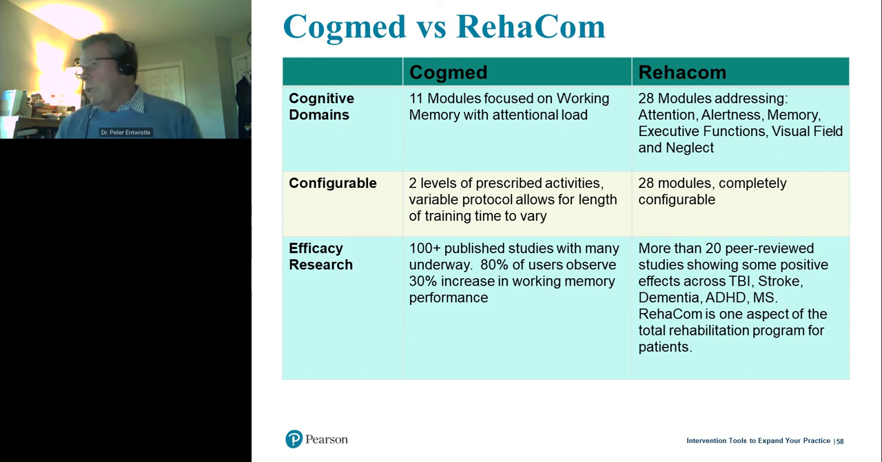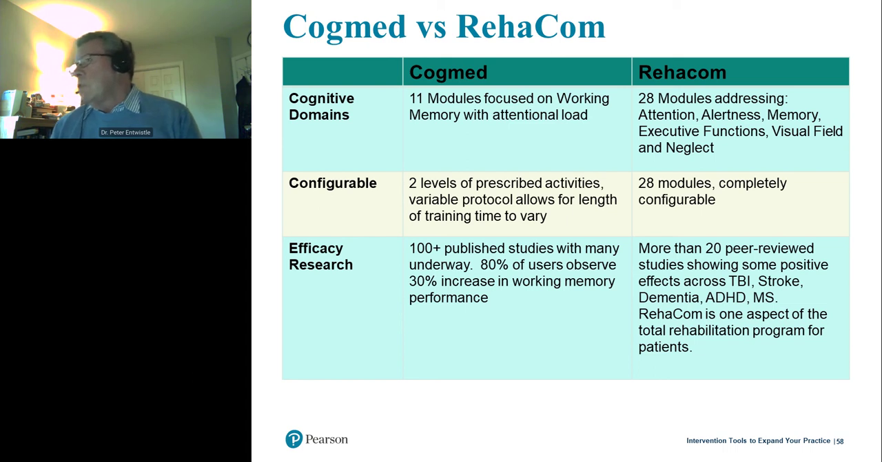One question that some of you are going to have is, well, we've listened to RehaCom, we've listened to Cogmed. What's the difference between the two? And the simple point I want to draw your attention to is that there are more modules in RehaCom measuring such things as memory, executive functioning, and visual field and neglect. And those are not part of Cogmed. Cogmed primarily focuses on working memory and attention. So if an individual is presenting with a TBI or stroke and they have other problems, just anticipate that there is more being offered by the RehaCom program.